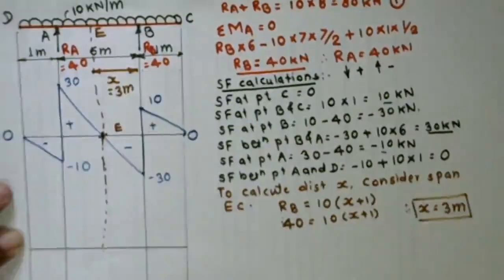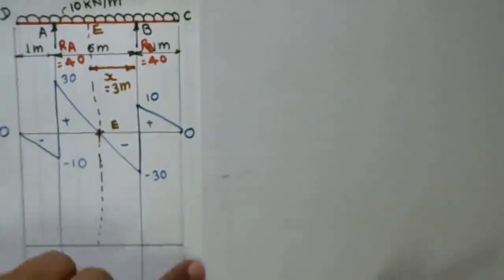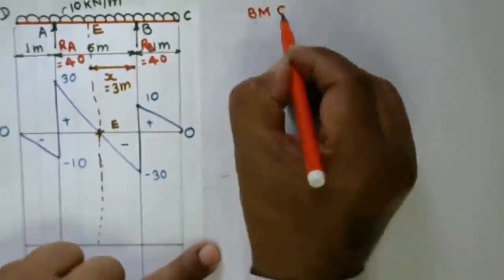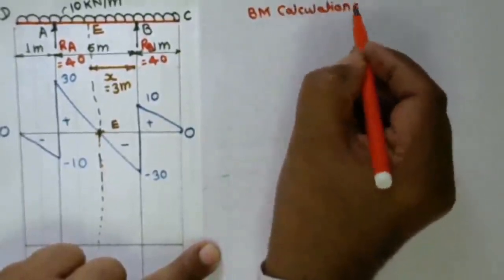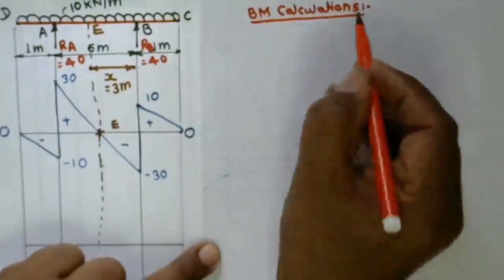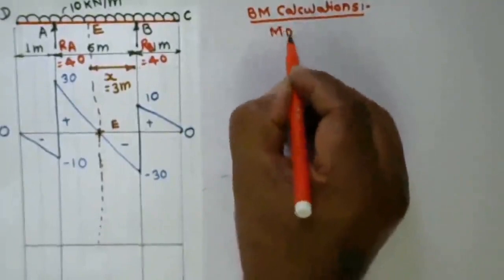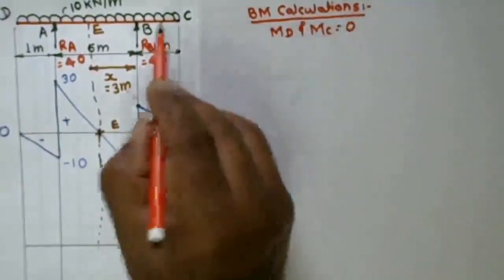So this E point is called the zero shear force point. Now the next step is to calculate its bending moment. Bending moment at an end point is always 0 because force into distance will be 0, so we may say that bending moment at point D and bending moment at point C will be 0. Both are the end points.